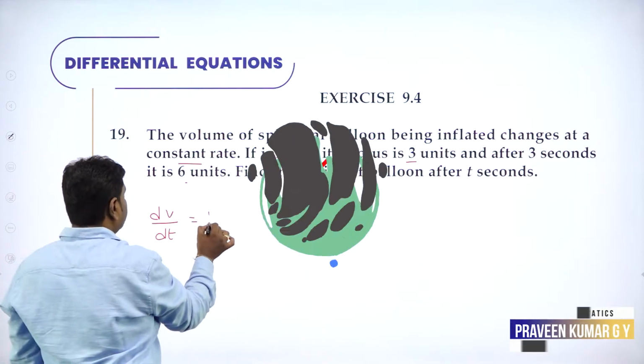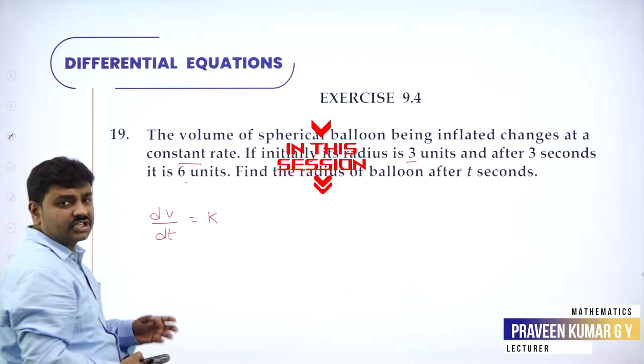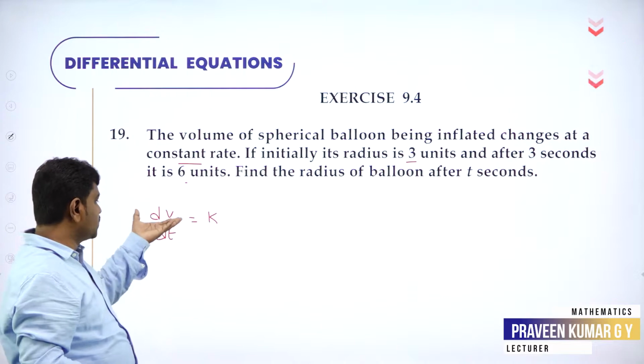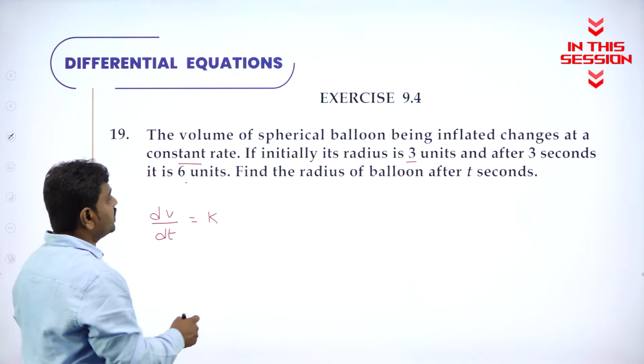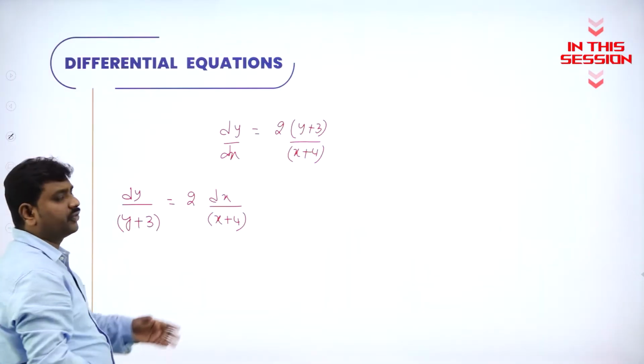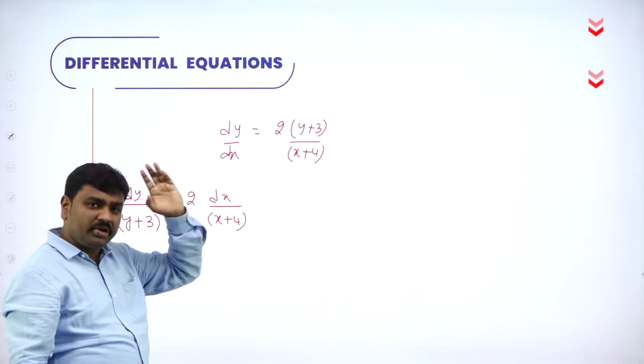Constant rate. Constant rate means dV by dt, the inflated volume, changes. When you blow air, the volume changes. So dV by dt is constant. Initially its radius is... all of you know the rule of separating the variables: the d term should be in the numerator.